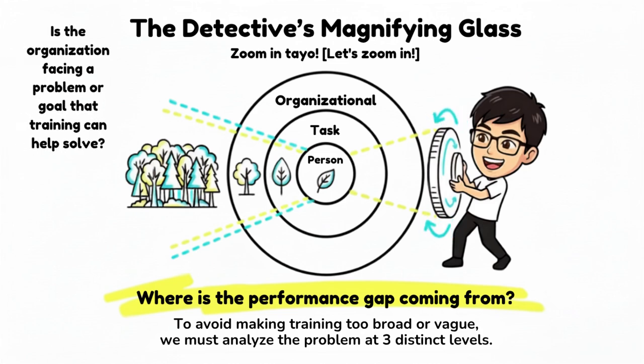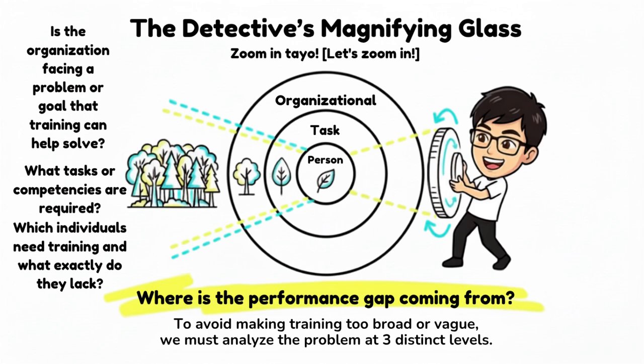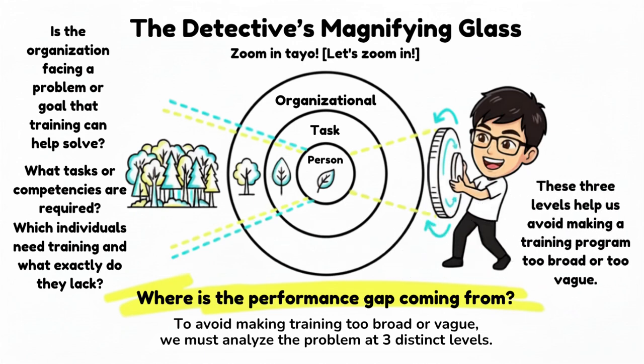The first question is, is the organization facing a problem or goal that training can help solve? The second question is, what tasks or competencies are required? The third question is, which individuals need training and what exactly do they lack? These 3 levels help us avoid making a training program too broad or too vague.